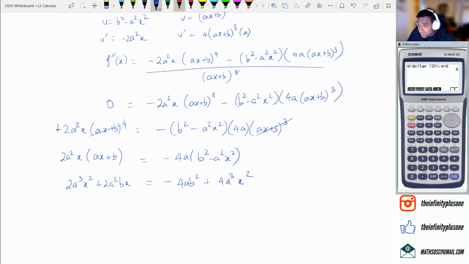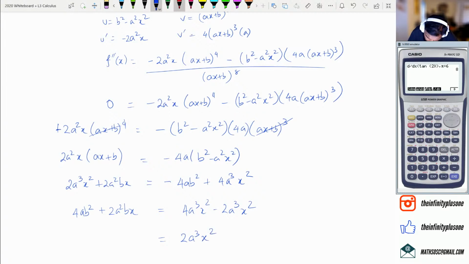Whew, wow. Thank you to the person that actually sent me this. We're still going to keep going, right? What do we've got? We've got 4ab squared plus 2a squared bx equals, what have I got on this side? On this side, I've got 4a cubed x squared minus 2a cubed x squared. So this gives me 2a cubed x squared.